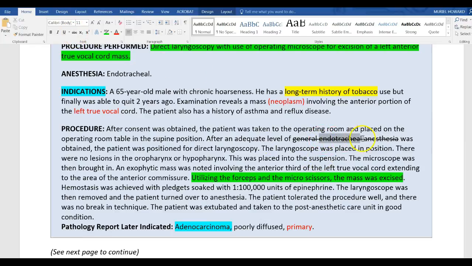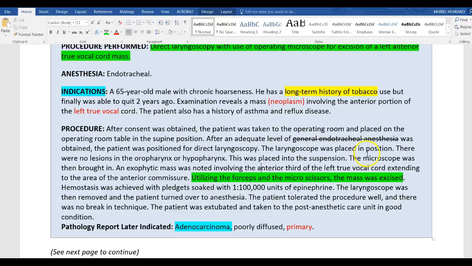But what they did was put a tube down his trachea and push in anesthesia gases to put him to sleep that way. Okay, so the patient was positioned for direct laryngoscopy, and direct is basically using a scope and looking at the actual larynx and not using a laryngoscopic mirror. The mirror that the provider has at the doctor's office, where he says, open your mouth, and he looks inside, that's an indirect laryngoscopy. This one, because they used a microscope, made it a direct laryngoscopy.